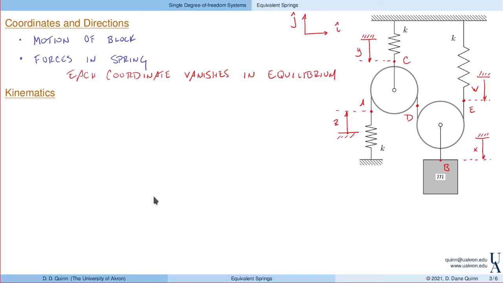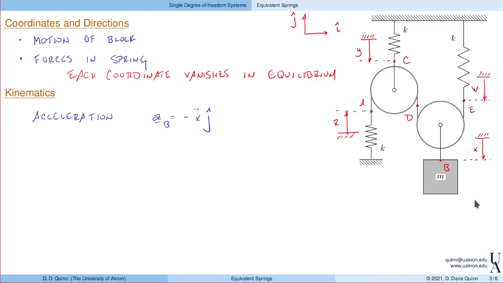Now we turn to the kinematics. The acceleration of this block is what we'll need for the motion. It's actually relatively straightforward because we defined x to be the displacement. So again, the acceleration of B is now minus x double dot in the j direction. If x is positive, we're displaced down. So if x double dot is positive, we're accelerating in the minus j direction.